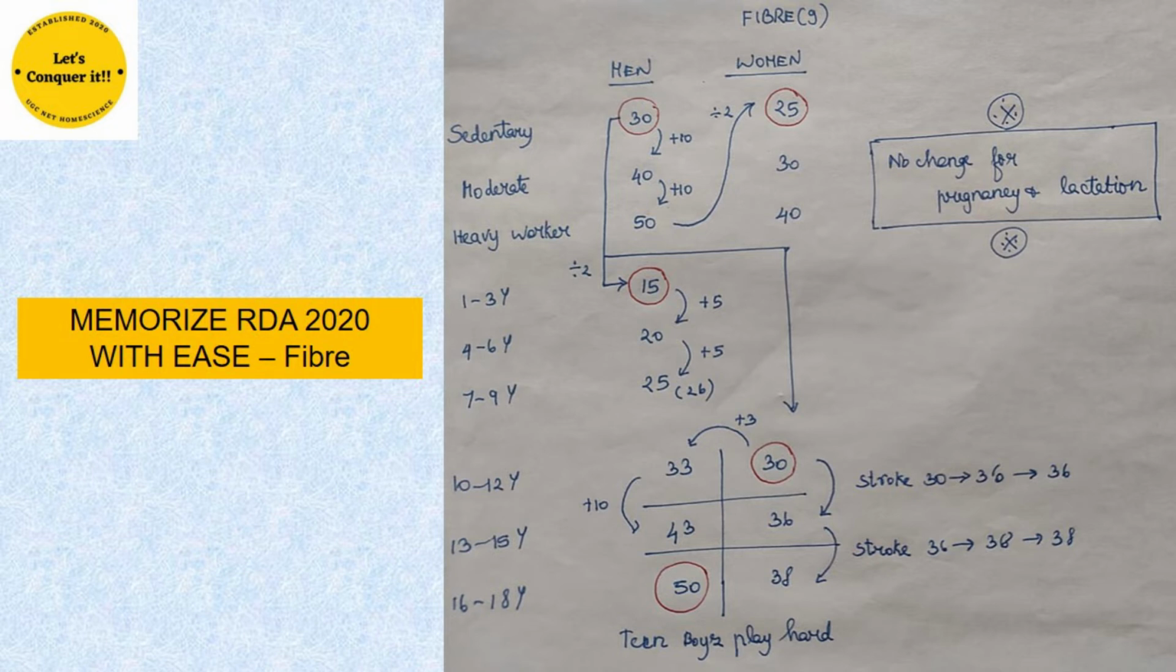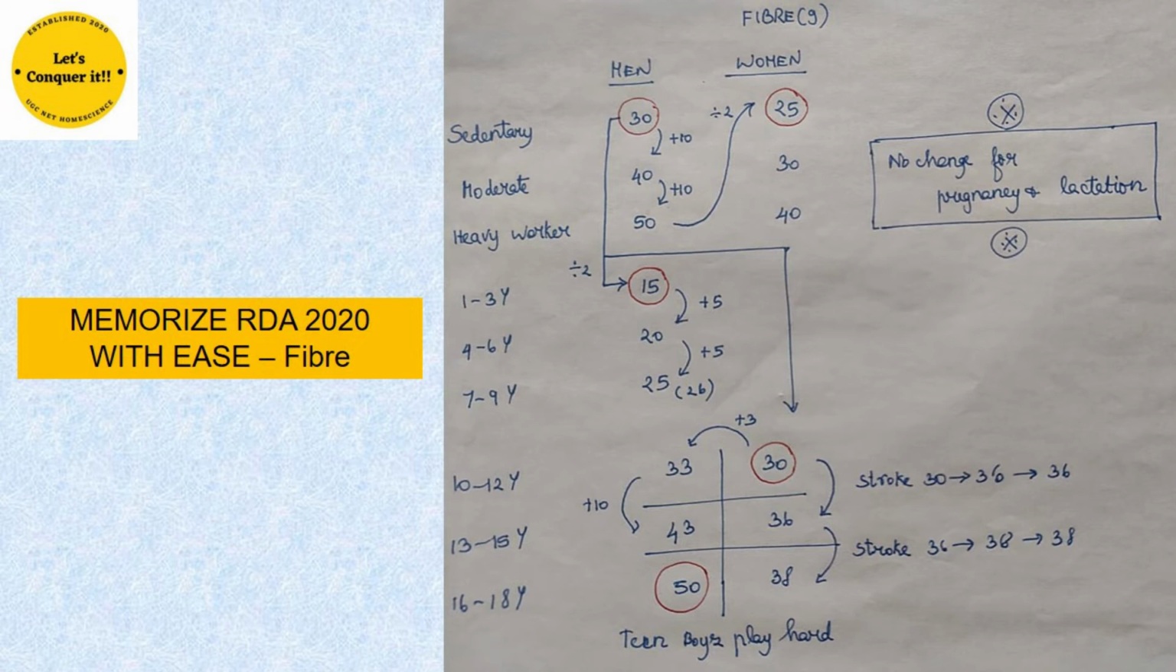But in the RDA 2020 table, if you see, it is 26. I always say this in a few of my videos: 1 or 2 is not going to matter much, because even if you remember the values approximately, you will be able to do a very good job of picking the correct answer. So it's okay, you can remember it as 25 also. So now for this category, the fiber requirements have become 15, 20, 25, which is actually 26.